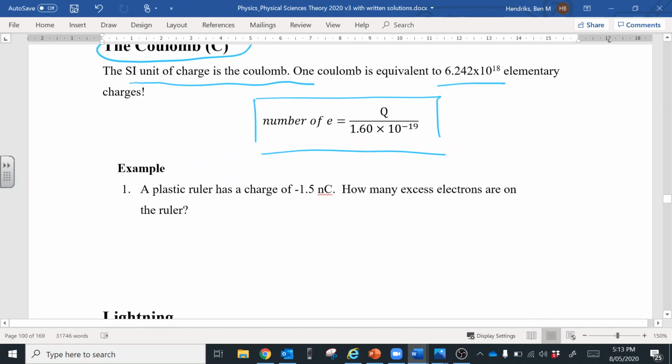So I have an example. A plastic ruler has a charge of negative 1.5 nanocoulombs. How many excess electrons are on the ruler?